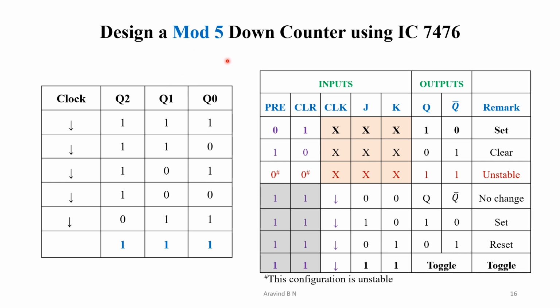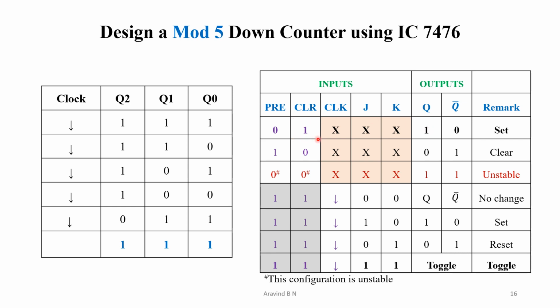Within that, mod 5 counter means the highest 5 values will be counted and its next value must not be visible to us, and it must move back to the highest value once again. That means we must reset it back to the highest value. For that purpose, with respect to the functional table, we need to consider the preset signal. Preset is always going to set the output to 1, and that is what we require when we are working with the down counter, especially the mod down counter.